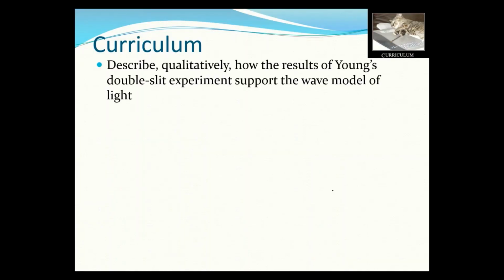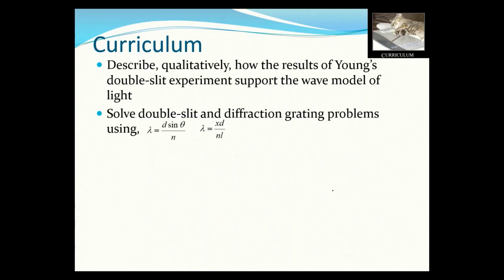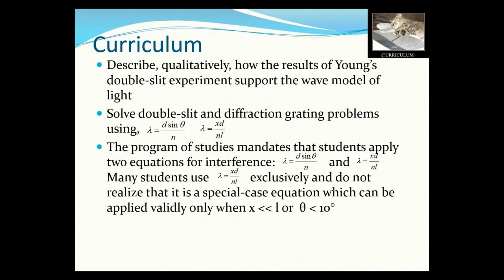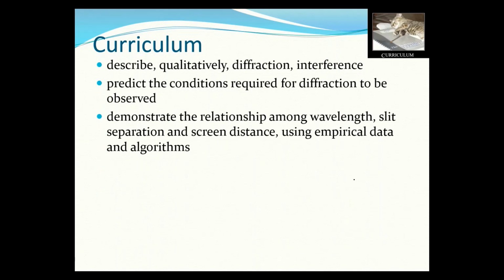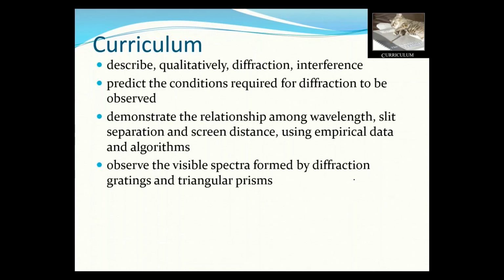Okay, so curriculum points. Describe qualitatively how Young's double slit is wave model. So all this stuff we're doing now is wave model. Use these equations, and then we can only use one equation in one situation. So we'll talk about what that means. So that's what this is saying, is that you can only use it for angles less than 10 degrees. So it won't make much sense if I talk about it now. And also describe diffraction and interference, predict the conditions required for diffraction to be observed, and demonstrate the relationship among wavelength, slit separation, and screen distance. And then observe visible spectra by diffraction grating. So that's all that we're going to cover in this lesson.